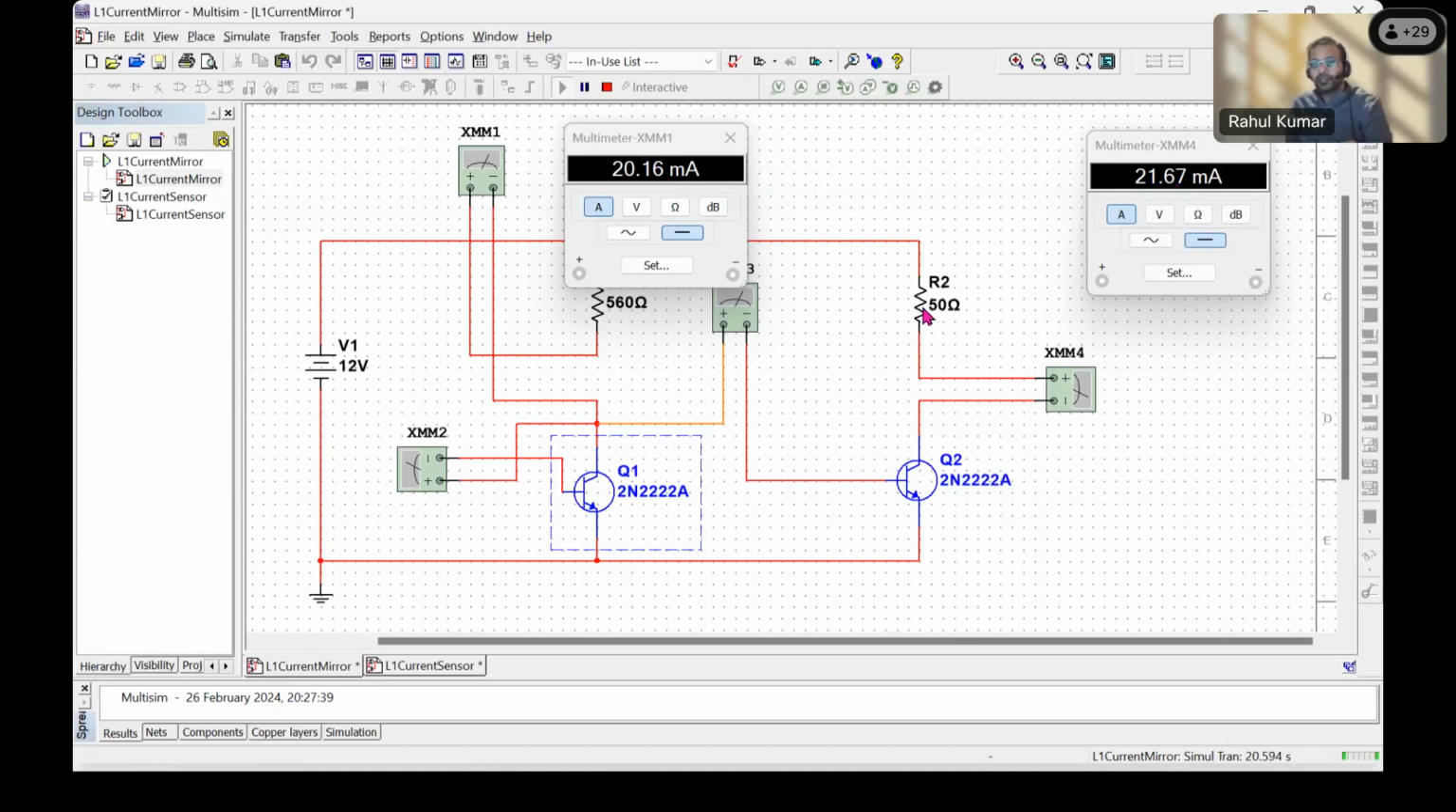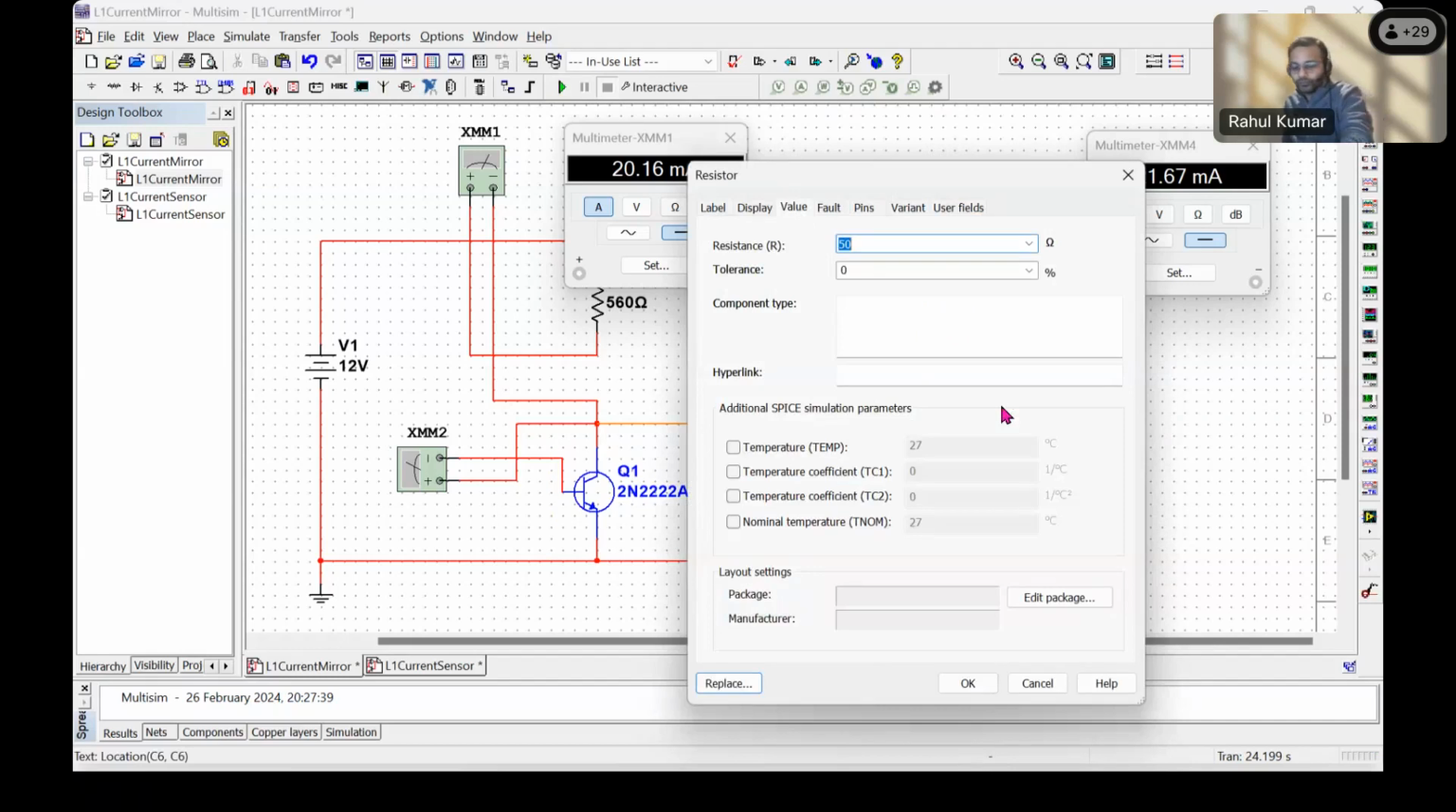Now, the second thing is, if we change the value of the output resistance, this value should not change. It should not change much. So let's stop running the circuit. Let's change it to maybe double the value. So, oops, sorry, 100 ohms. So instead of 50, now we have 100.